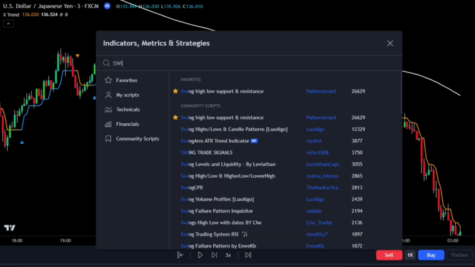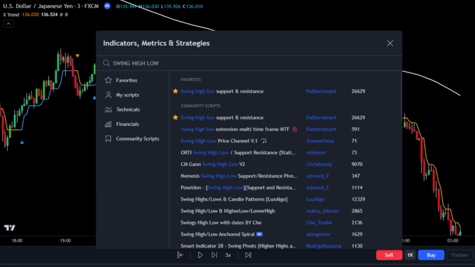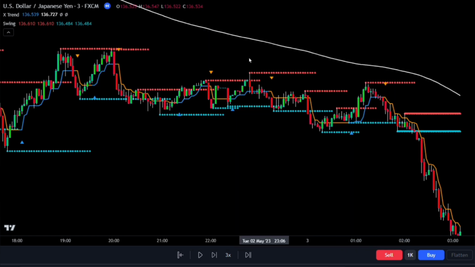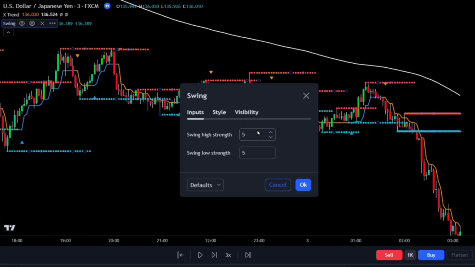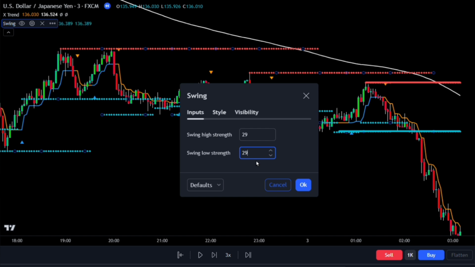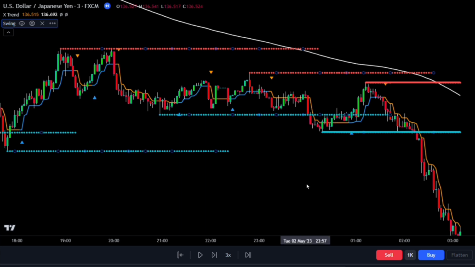Now, let's talk about another tool we'll be using called the Swing High Low Support and Resistance by Pattern Smart. This tool helps us identify levels where prices might bounce back or break through. To set it up, we need to adjust two settings, Swing High Strength and Swing Low Strength, both set to 29. These settings will give us more reliable levels to base our trading decisions on.